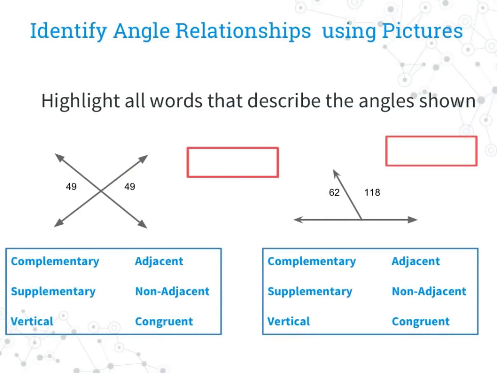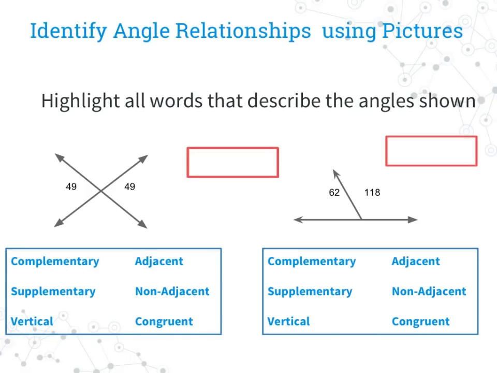So the next one tells us to identify the angle relationships using pictures. So this time we've got a picture and we have to select all of the things that describe these angles. So for example, here I've got two angles that are across from each other. They're equal, but they don't appear to add up to 90. They don't add up to 100. So let's see what they are.